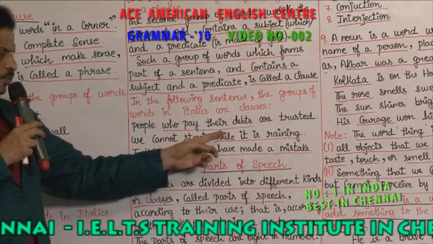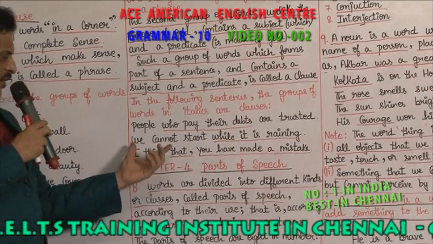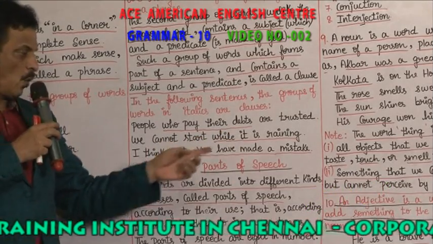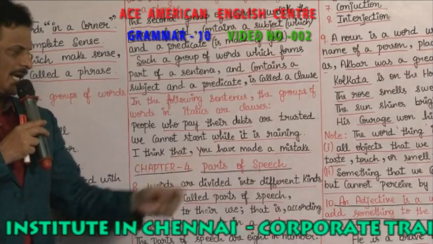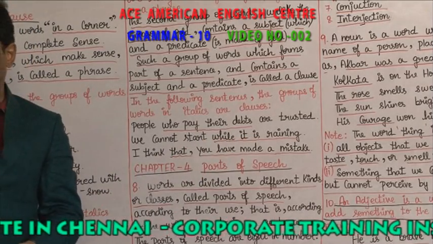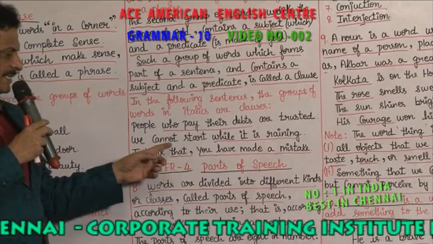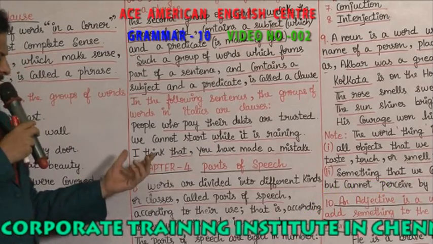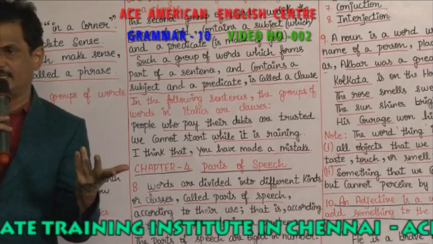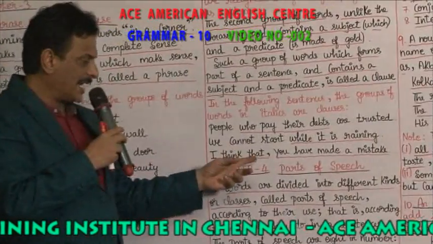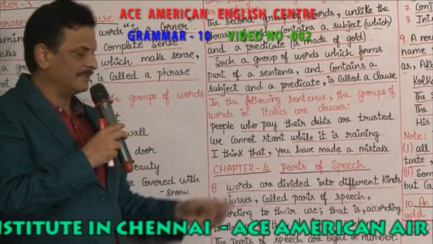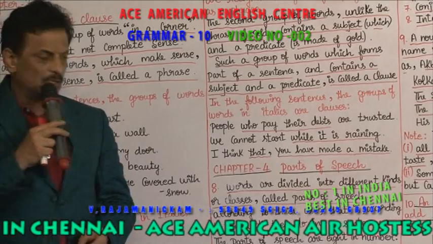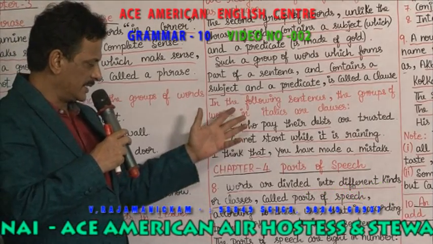"We cannot start while it is raining." "We cannot start" is a sentence. "While it is raining": this "while" means at the time of raining. "I think that you have made a mistake." "I think" is a sentence, with a subject and a verb. "That you have made a mistake" is a clause. So these are called clauses, right?